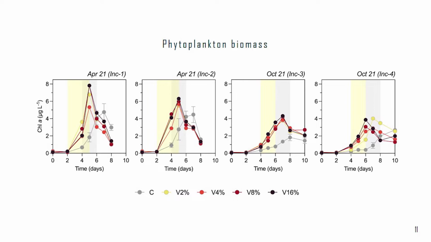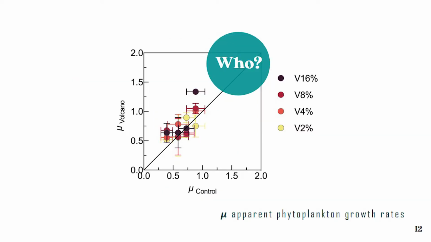And if we check, for example, only this exponential growth phase, the gray shaded area is the one for the control bottles and the yellow one for the volcano-treated bottles, we can estimate the apparent phytoplankton growth rates. And here, this shows how our volcano-treated incubations always had an increased growth of phytoplankton in comparison with the control bottles.